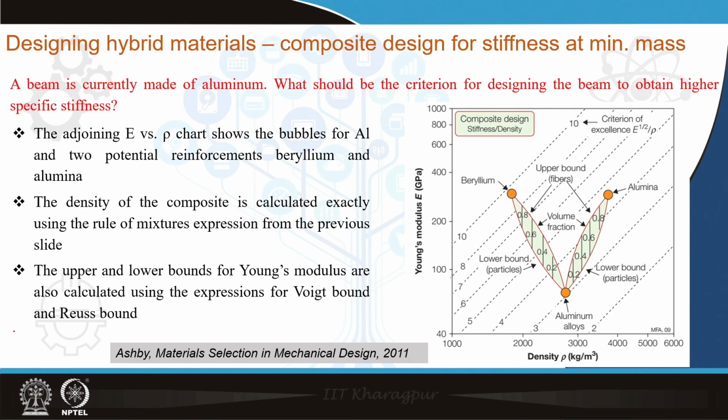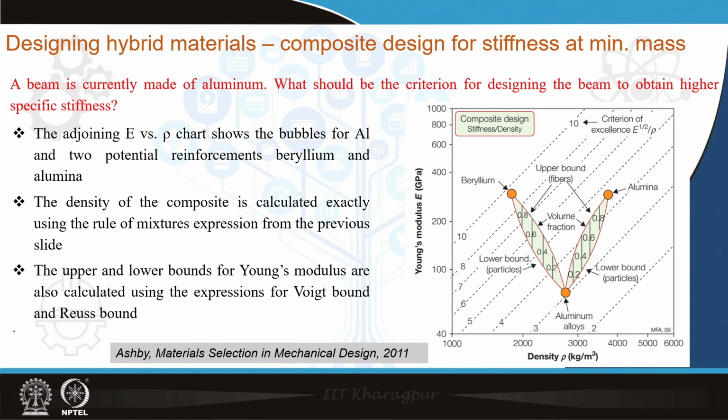However, if we choose between aluminum and beryllium as the composite material, we almost get much higher values, even lying between 9 and 10 for the criteria of excellence. That means we automatically see that reinforcement of beryllium is giving much improved properties than reinforcement of alumina in aluminum alloys. The question is, why is it so?